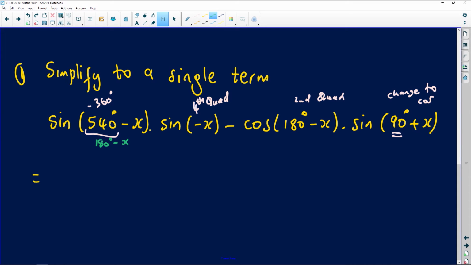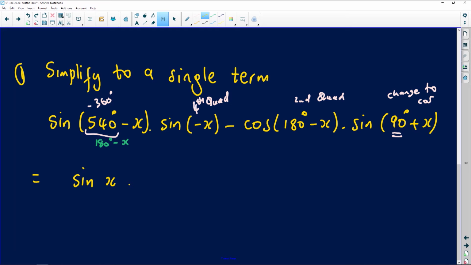In which quadrant does 180 minus lie? 180 minus lies in the second quadrant. And in the second quadrant, sine is positive. So the simplification of sine of 540 minus x leaves us with exactly sine of x, a positive sine of x, because 180 minus lies in the second quadrant.